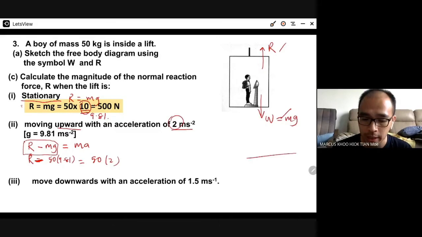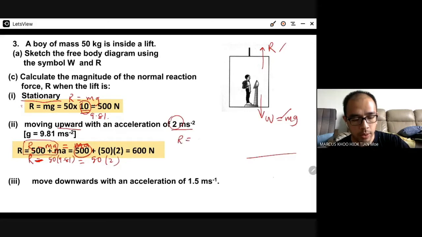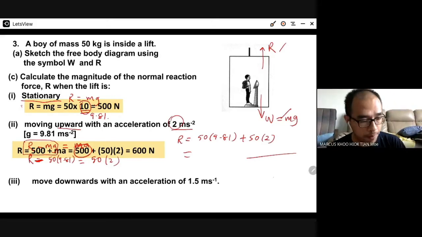Okay, therefore we will get the answer 600 newtons. This is again a mistake, it's not 500, this should be something else. So R will be equal to 50 times 9.81 plus 50 times 2. Sorry, I don't have my calculator here, so you can calculate that yourselves.